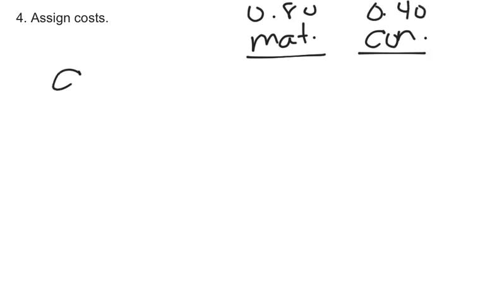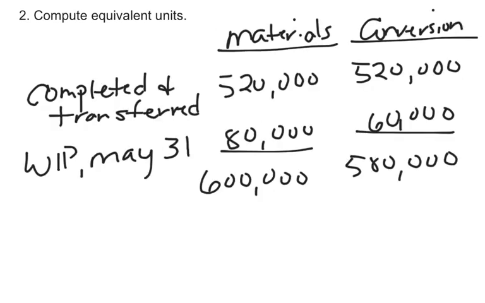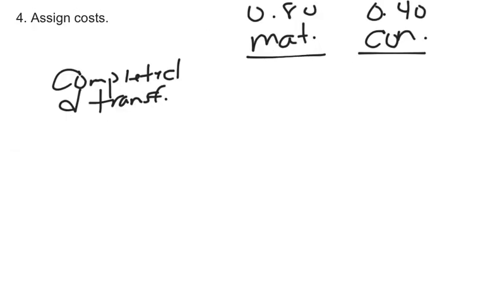So we had that completed and transferred at 80 cents per unit. Well, what was our equivalent unit for this? Let's go back and look. For materials, our completed and transferred, we had 520,000 units. So we're going to take 520,000 units at a rate of 80 cents per unit, and that's going to give me a dollar total of $416,000.